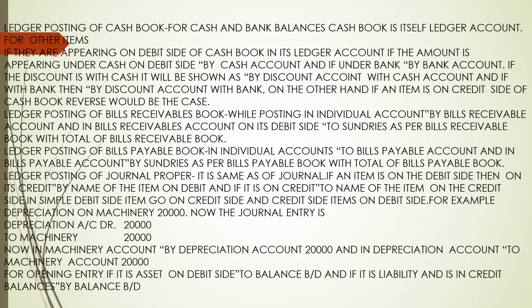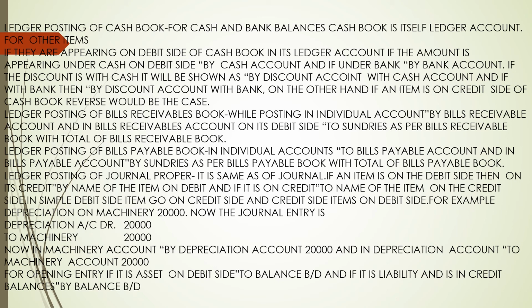For example, we have charged depreciation on machinery 20,000. The journal entry is depreciation account debit to machinery. Now in the machinery account, we will write by depreciation account 20,000, and in the depreciation account, to machinery account 20,000.